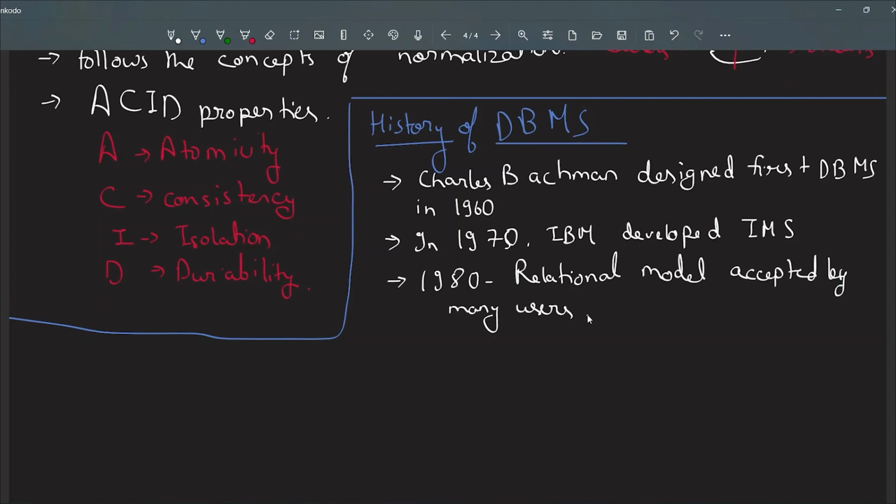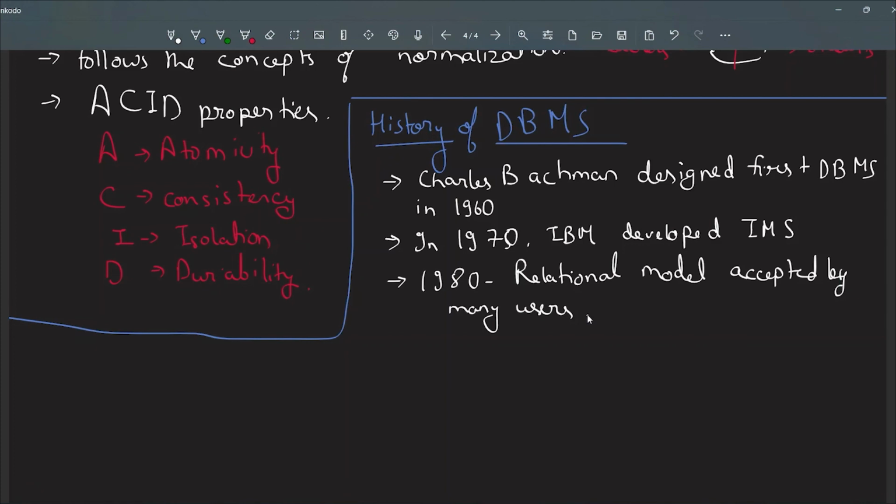So that is a brief history of the DBMS, where it comes from. It comes from Charles Bachman, who designed the first DBMS, which was further developed into IMS by IBM in 1970, and after 1980 the relational model was accepted by many users in the market. So that is all for this video. I hope you understand the DBMS, its characteristics, ACID properties, and the history of DBMS.